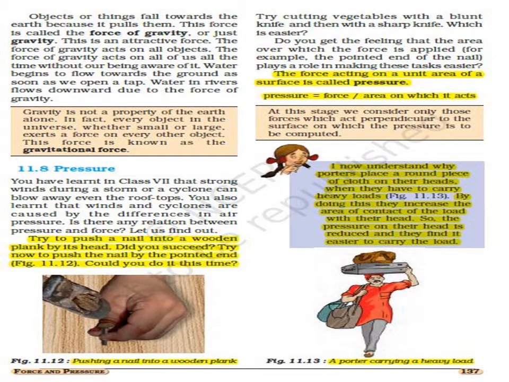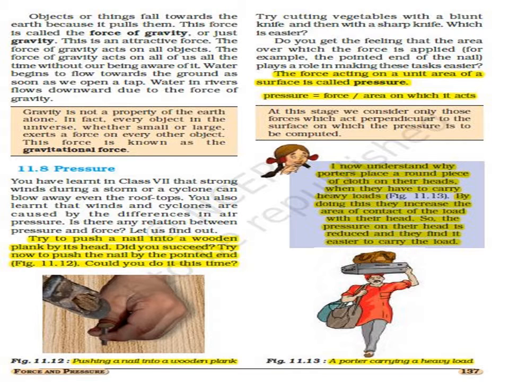Thus pressure is nothing but the ratio between force and the area on which it acts. Now in this formula you can see that the area is in the denominator, whereas force is in the numerator. So more the area, less will be the pressure, and less the area, more will be the pressure. So when we push the nail by the pointed end, the area on which we apply the force decreases, and so the pressure increases, and it gets easily pushed into the wooden plank.